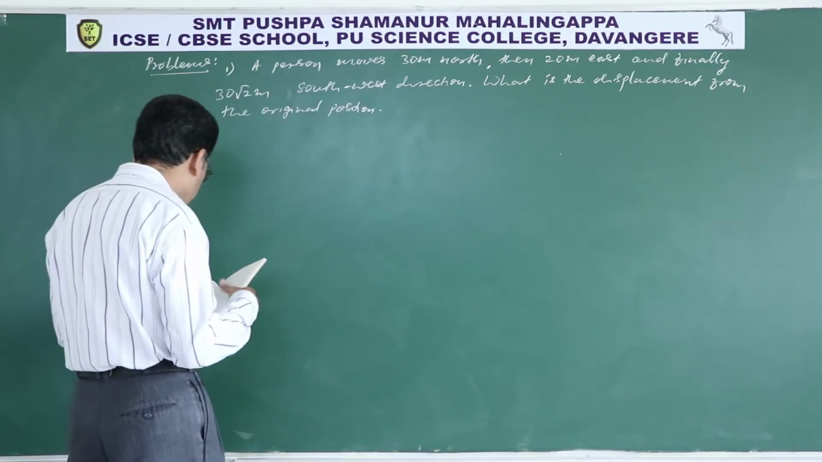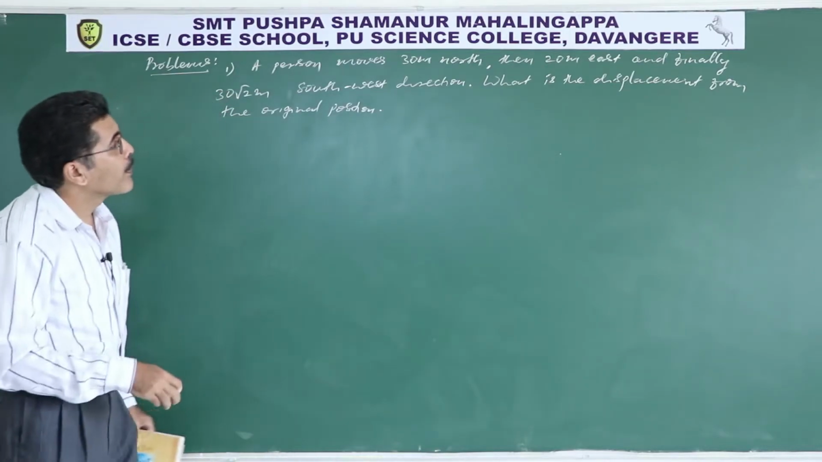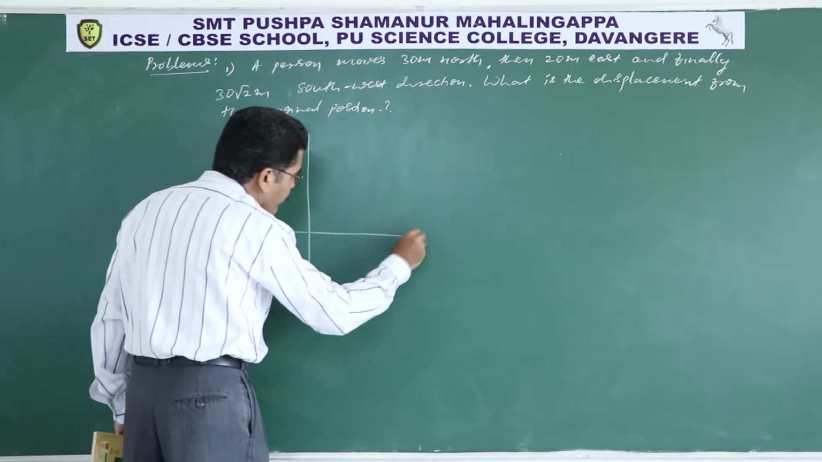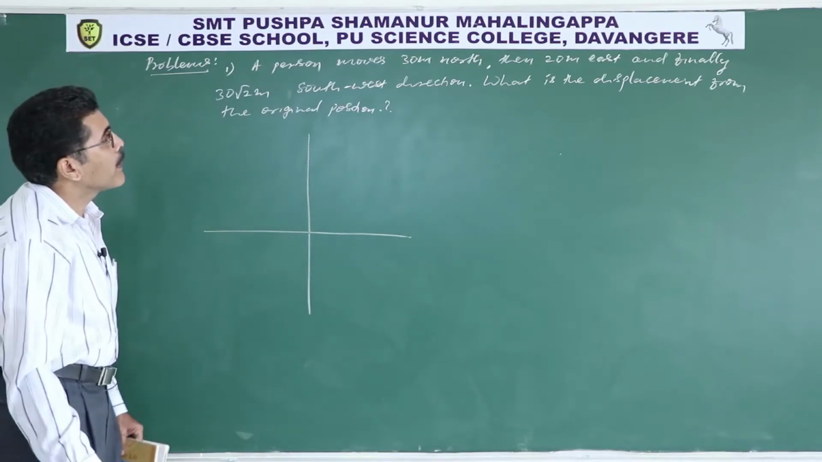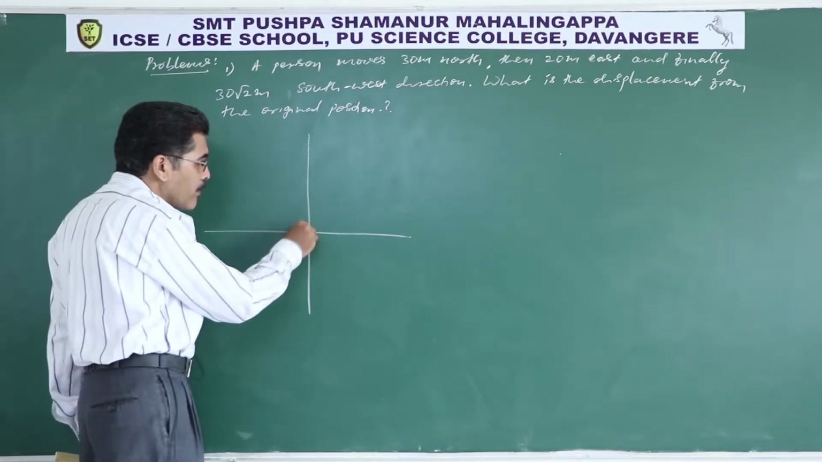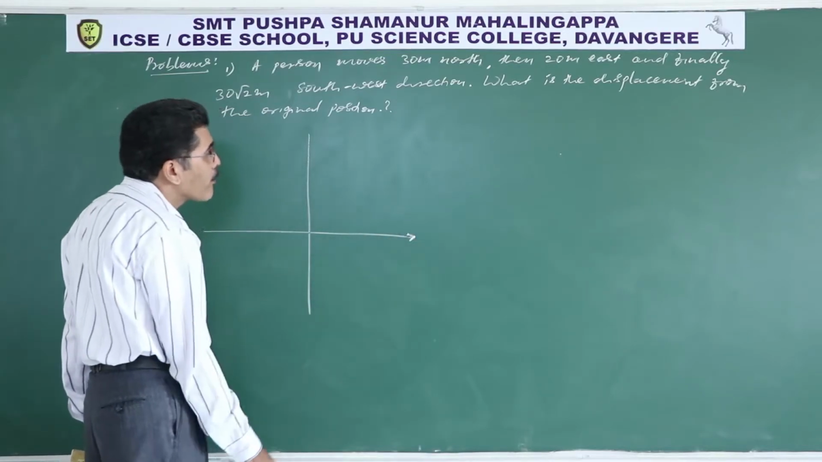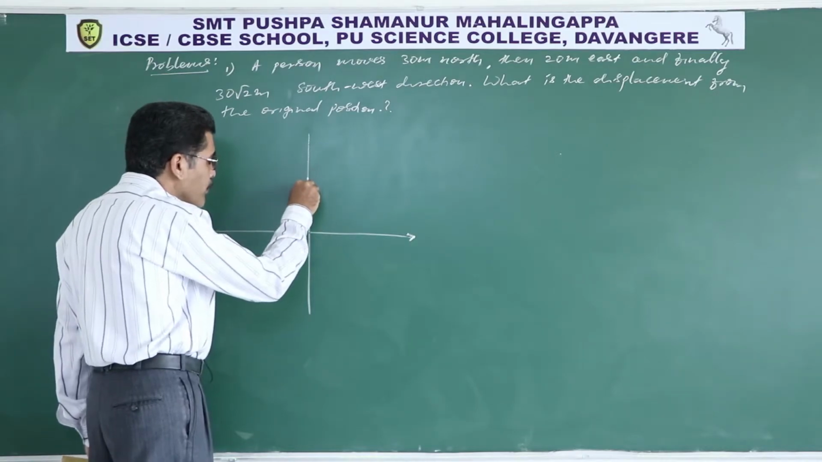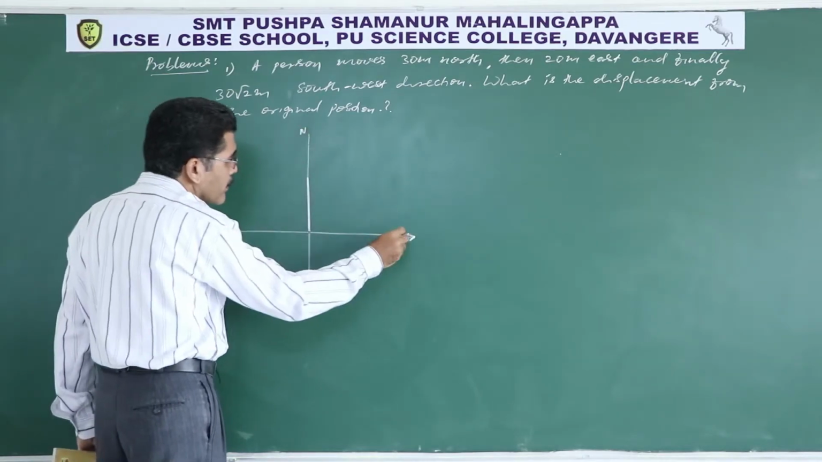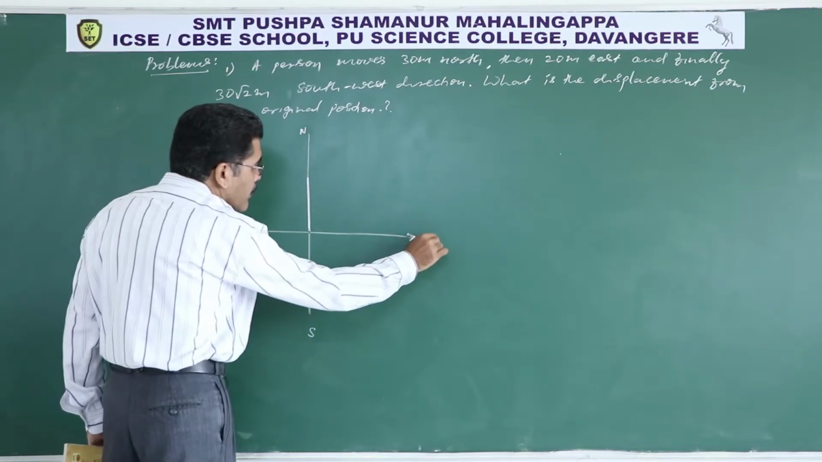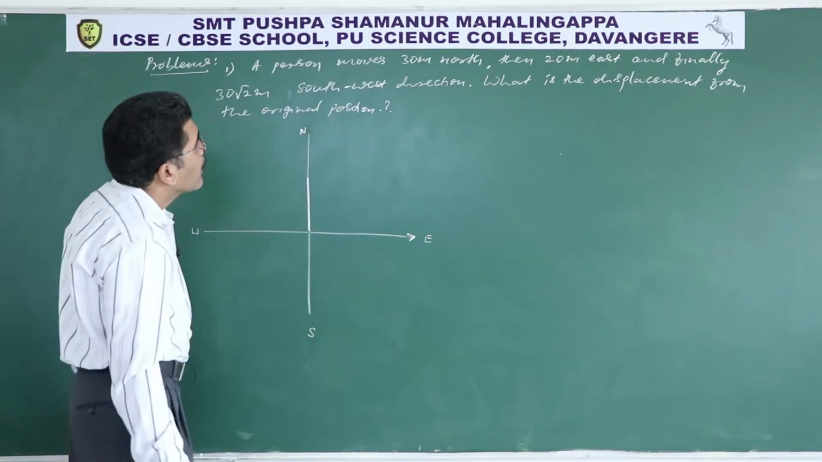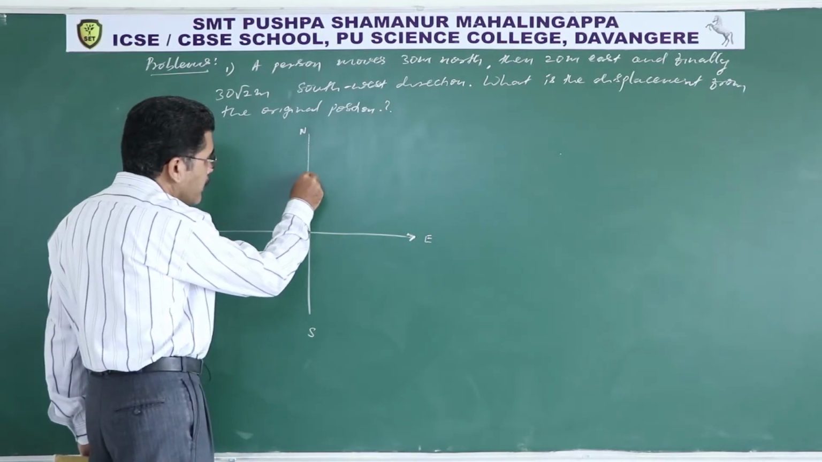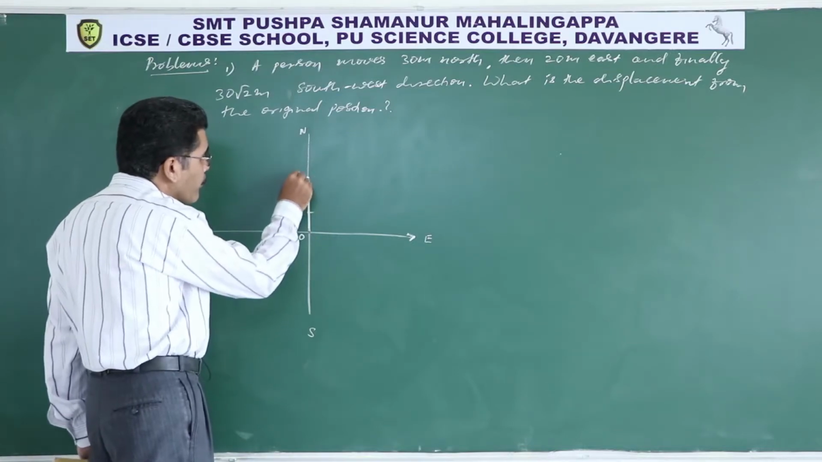What is the displacement from the original position? Let us take the situation. A person is starting from the origin. He moves 30 meter northwards, along the north direction, and he moves 30 meter, which I take as OA.